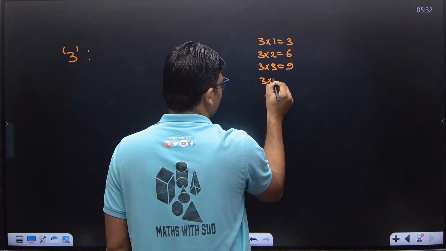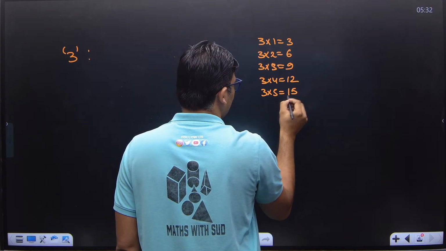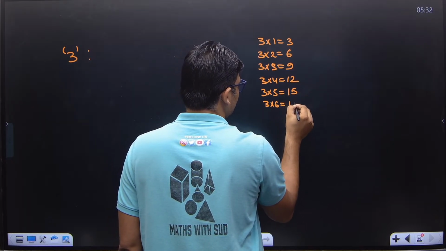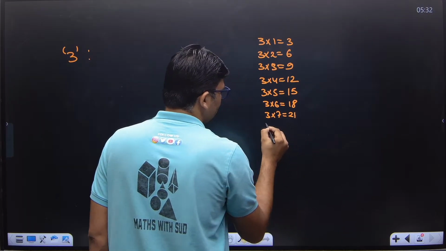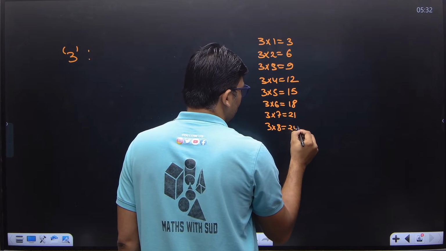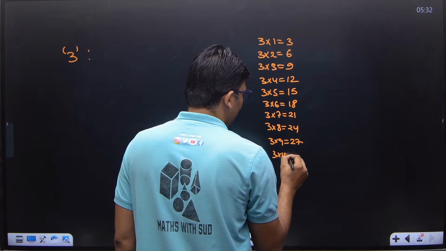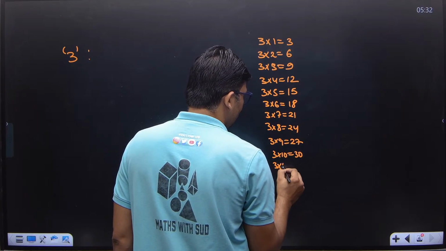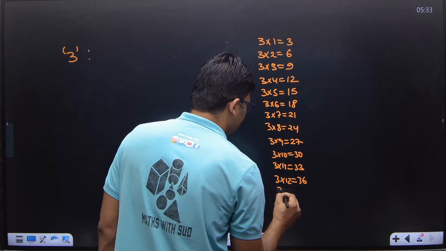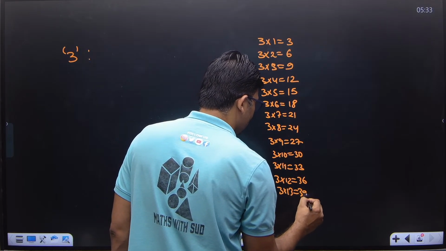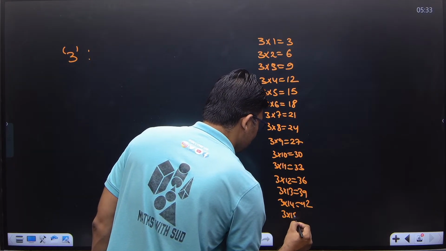3 into 4 is how much? 12. 3 into 5 is how much? 15. 3 into 6 is how much? 18. 3 into 7 is how much? 21. 3 into 8 is 24. 3 into 9 is 27. 3 into 10 is 30. 3 into 11 is 33. 3 into 12 is 36. 3 into 13 is 39. 3 into 14 is 42. 3 into 15 is 45.